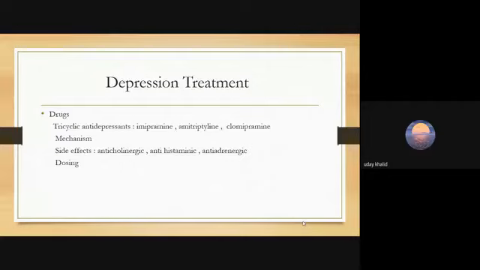الانتيهستامينيك شو يسوي؟ Weight gain and sedation. Sedation, sleep and increased appetite and increased weight. وهذا أيضا source of concern to patients.